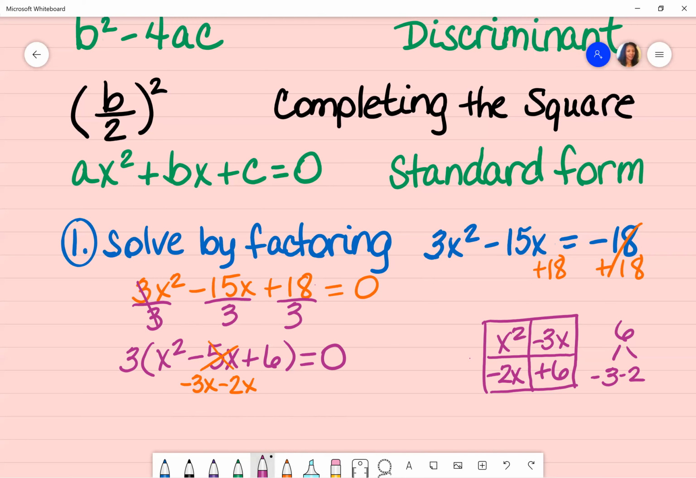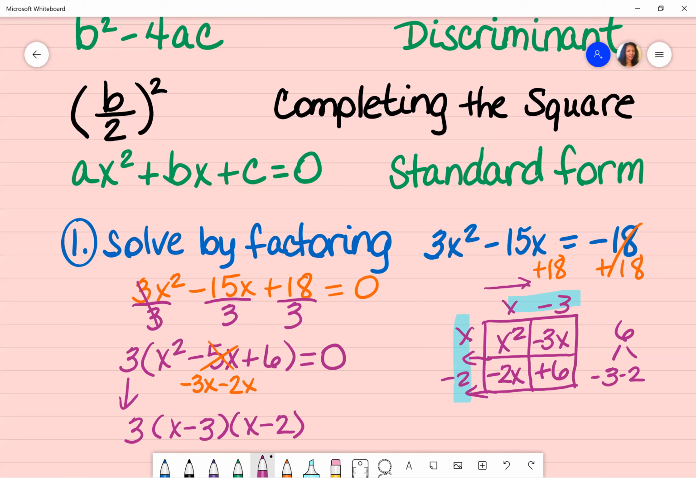So now when I factor out my greatest common factor, I have an x, I have a minus 2. X times what will give me x squared? X times what will give me negative 3x? So I now have my two factors, and I just have to put them in factor form. But I have a GCF with it. So 3 times x minus 3. Doesn't matter which comes first, the one on top or the one on the side. But it does matter how I write it. So I have to write it from left to right. And I also have to write it from top to bottom.